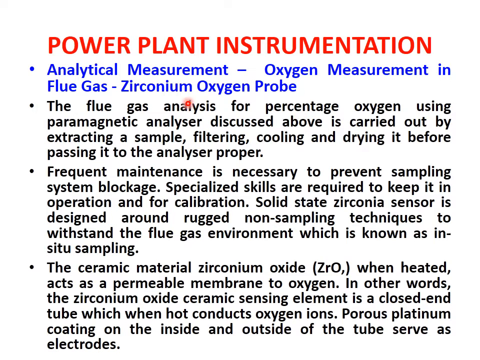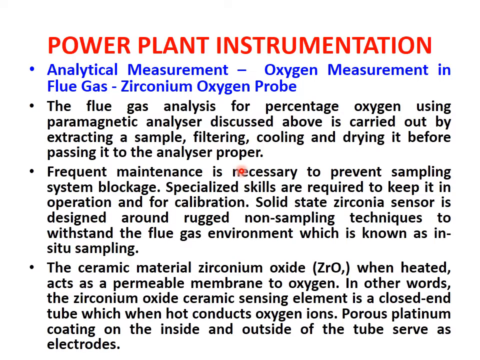Analytical measurement, oxygen measurement in flue gas, that is a zirconium oxygen probe. This is another type of oxygen measurement. The flue gas analysis for percentage oxygen using the paramagnetic analyzer discussed is carried out by extracting a sample, filtering, cooling and drying it before passing it to the analyzer proper.